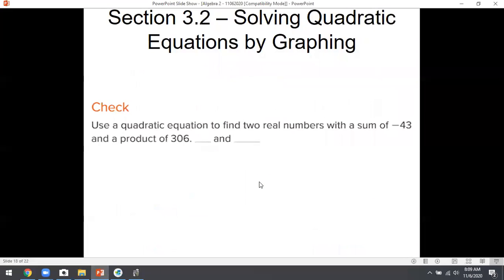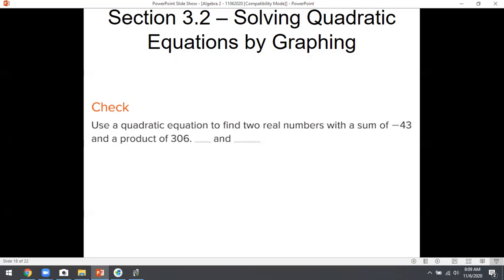I don't know. Let's try this out. Let's try another one like this. Here we go. You try it out. How would you set this one up? Use a quadratic equation to find two real numbers with a sum of negative 43. So what would change on the board up here? It's the exact same problem. What would change up here?